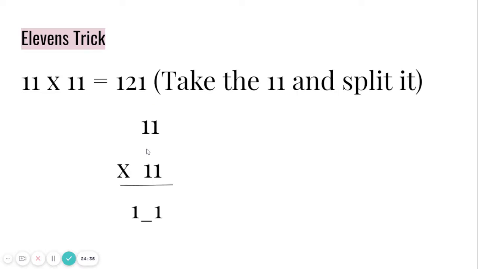Good. 11 times 11. Now, this is going to be a blast. Are you ready for this? Ready? Here we go. 11 times 11. We're going to actually write it like this, 11 times 11, up and down. We're going to take this bottom 11 and split it, 1, 1. Okay, ready? Now we're going to add these 2 digits together.